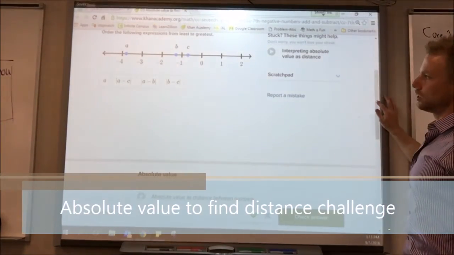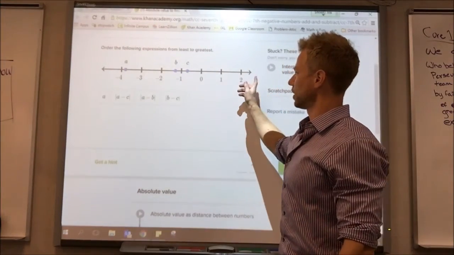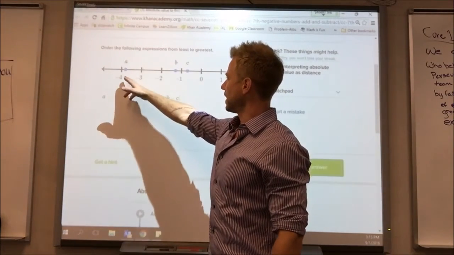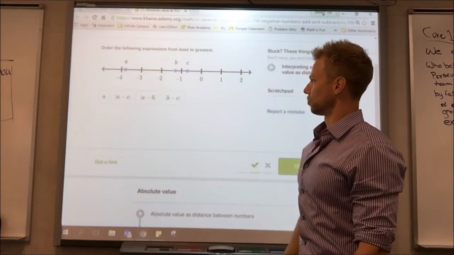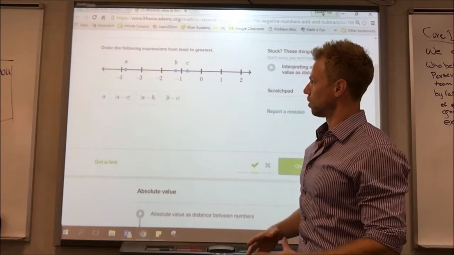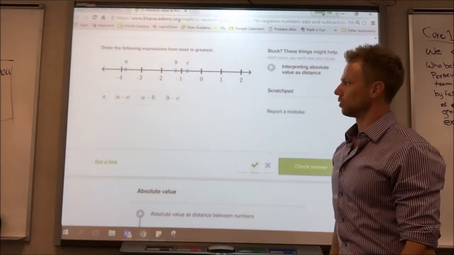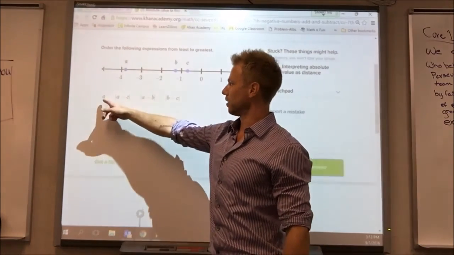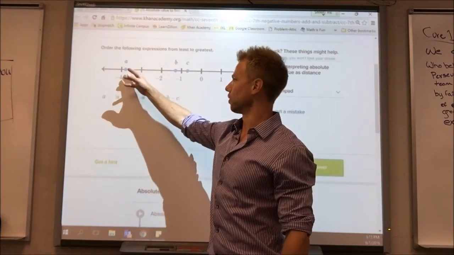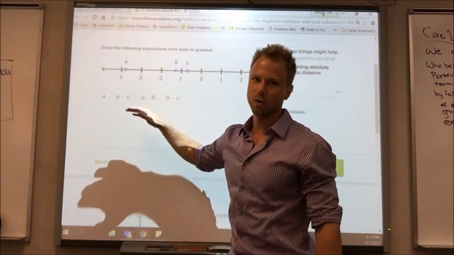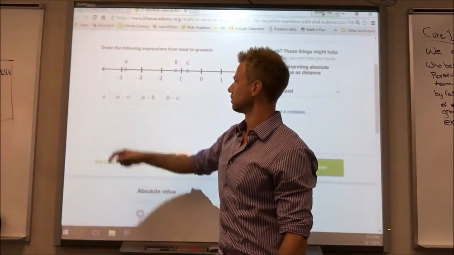All right. Okay, we need to put these in order from least to greatest. All right, so if I look at these, A is close to -4, B is a little past -1, and C is a little to the right of -1. So the smallest number, these three all have absolute value around them, so they're all going to be positive. A, however, does not have absolute value, and on the number line, A is approximately a -4, so that's going to be a negative number. The only one that's a negative number. So that will automatically be the smallest.